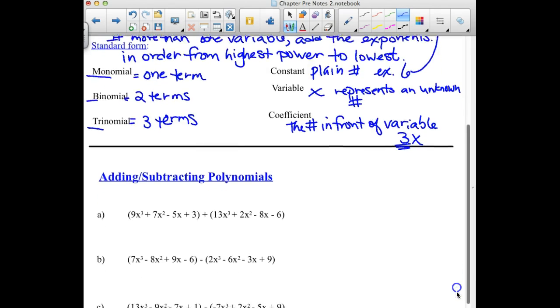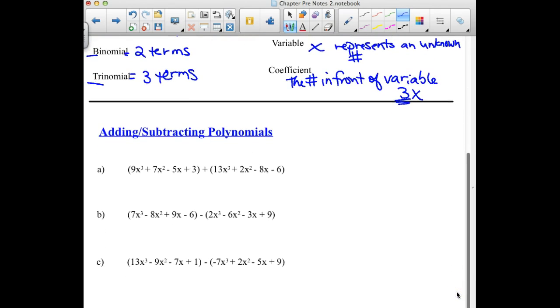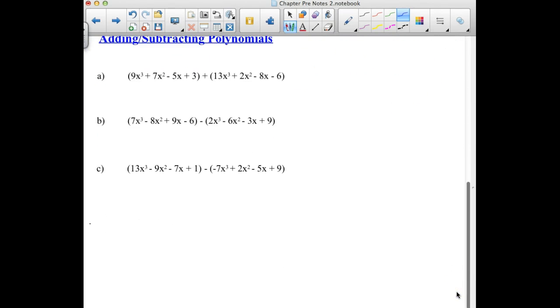All right, we're going to look at adding and subtracting some polynomial expressions. The thing you want to look for here is to combine like terms. And remember, for things to be like terms, they must have the same variable and the same exponent. So in this case, we have a 9x cubed and a 13x cubed. We could put those together as 22x cubed.